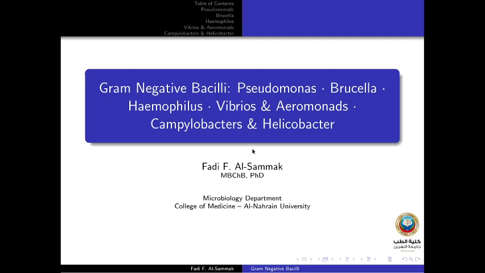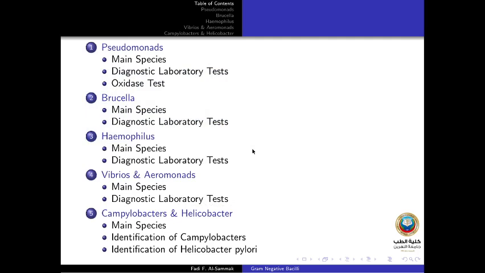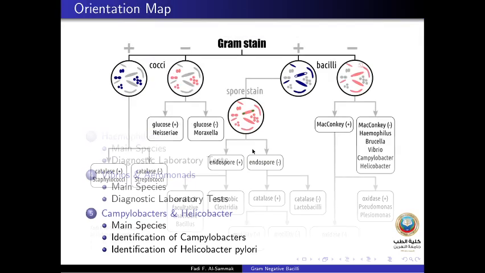Dear students, welcome to the lab session on gram-negative bacilli. This includes Pseudomonas, Brucella, Haemophilus, Vibrios, Aeromonas, Campylobacters, and Helicobacter. In this session, we are going to discuss the main species and their diagnostic laboratory tests, highlighting the oxidase test, and also identification of species under each of these genera.